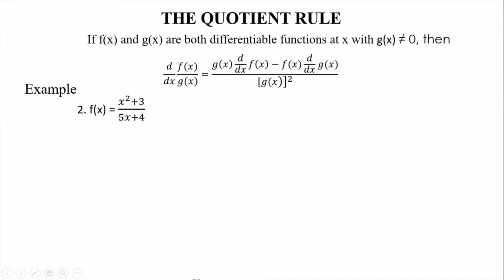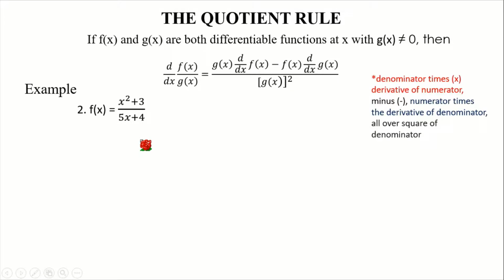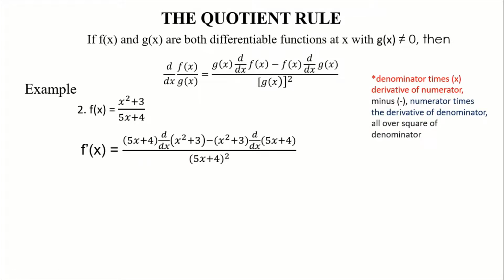Right? So, another example, we have f of x is equal to x squared plus 3 all over 5x plus 4. So, sa x squared plus 3 ang numerator and 5x plus 4 the denominator. So, gagawin natin si denominator times natin sa derivative ng x squared plus 3 minus numerator times the derivative ng 5x plus 4 all over 5x plus 4 squared.